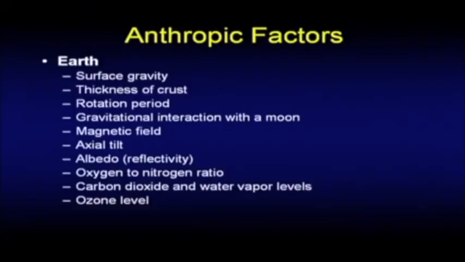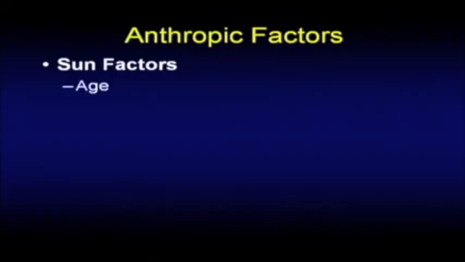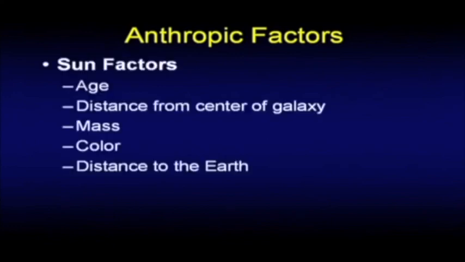It's astonishing to discover how delicately these have to be balanced to have what we experience, including the ozone level, the atmospheric electric discharge. There are hundreds of these. The seismic activity. You know, seismic activity is essential for life? It surprised me to learn this. And the sun factors: the age of the sun, the distance from the center of the galaxy, its mass, its color, its distance from the Earth. Every one of those, if you change it a little bit, things are either too hot or too cold. You won't have life. You don't have the hydrocarbon cycle to create life, and so forth.